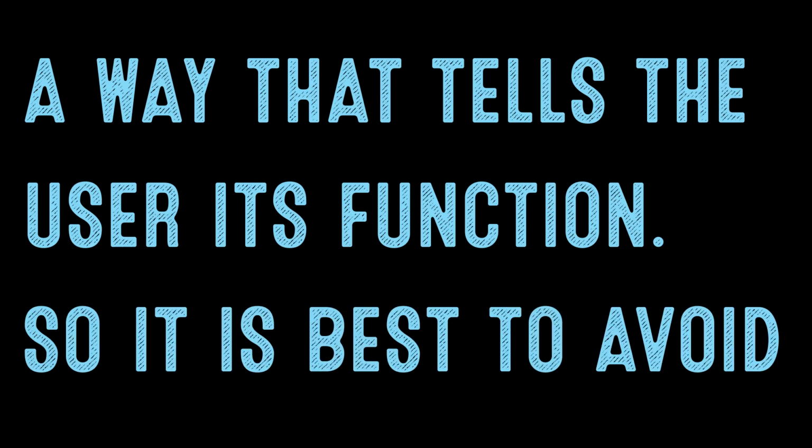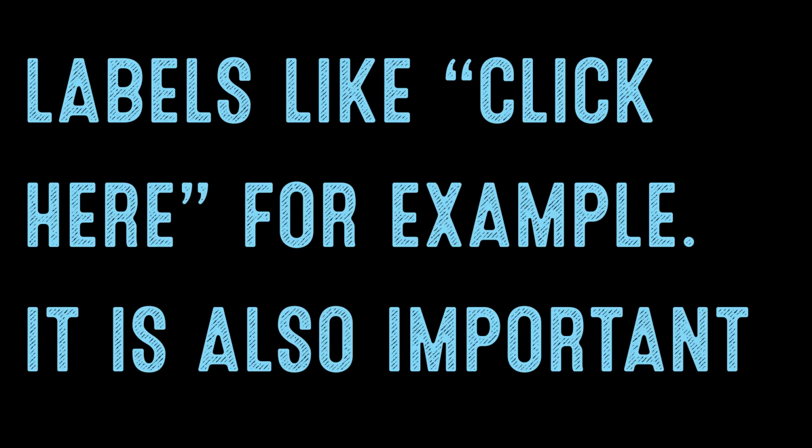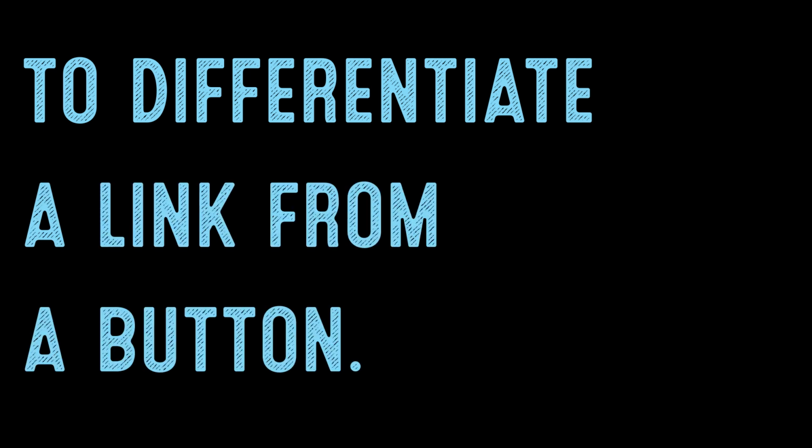So when creating your buttons and links, it is important to name them in a way that tells the user its function. So it is best to avoid labels like "click here," for example. It is also important to differentiate a link from a button.